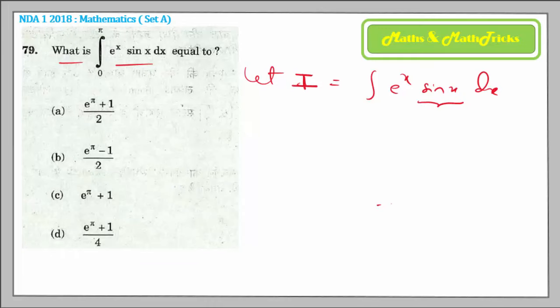So for that I am choosing, let me write for you, uv integration. You all remember uv integration is like u into integral of v minus integral of v into derivative of u into integration. That is how you process.